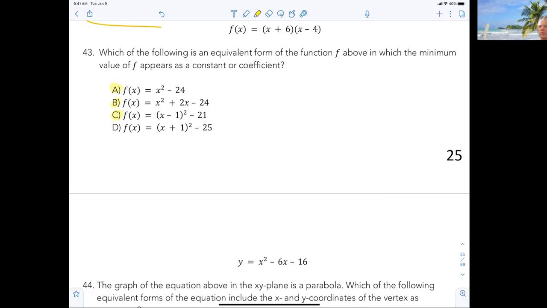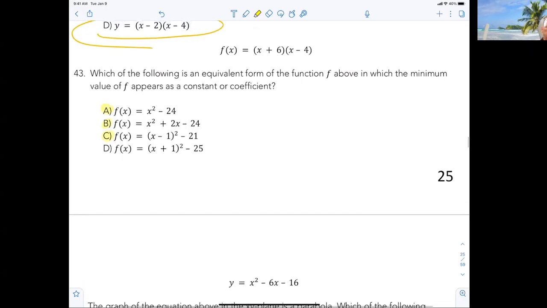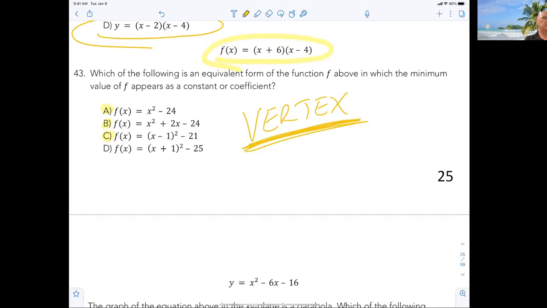So now, good question here. Which of the following is an equivalent form of the function f above in which the minimum value appears? So the minimum is the what? What's the minimum called on a quadratic or a parabola? Yes, thank you, whoever said that. It's the vertex, right? The minimum is the vertex, everybody agree?